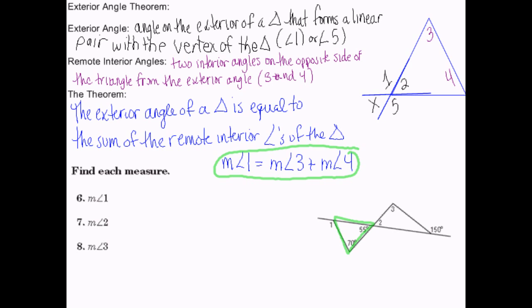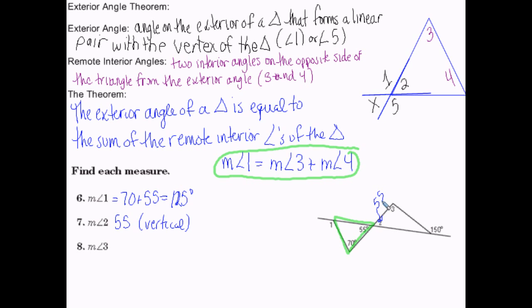Does that make sense? So that's for angle 1. I can take the exterior angle and add the two on the other side together. And then angle 2 is 55 because of vertical angles. So this is 55.